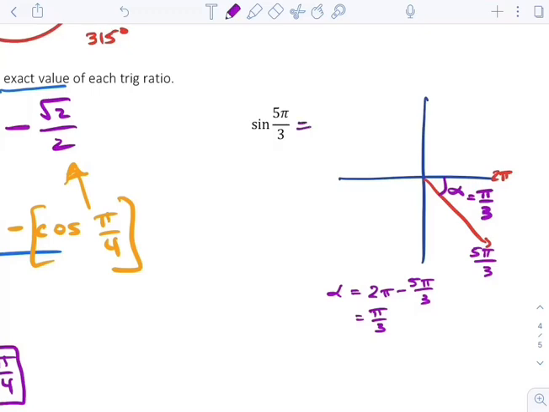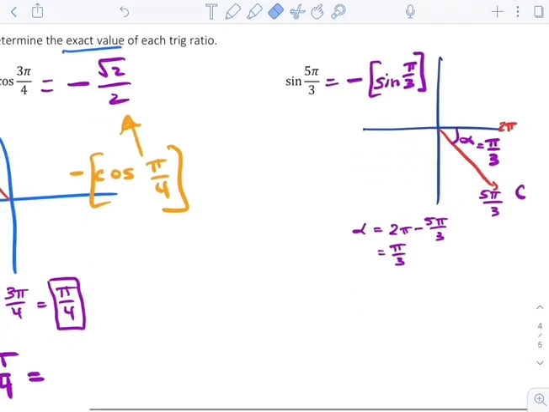So now what I want to do is find out this sine 5 pi over 3. What sign is it going to have? Well, based on the CAST rule, in the fourth quadrant only cos is positive. So I know that this is going to be negative. Sine is negative in that quadrant. Then I want to find out, well, what's the fraction going to be? Well, it's going to be the same ratio, sine pi over 3. That's what I'm trying to find out. It's the negative version of that.